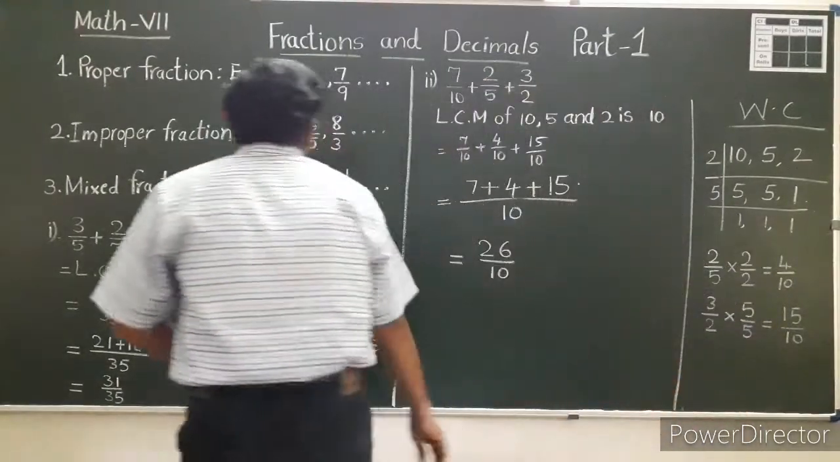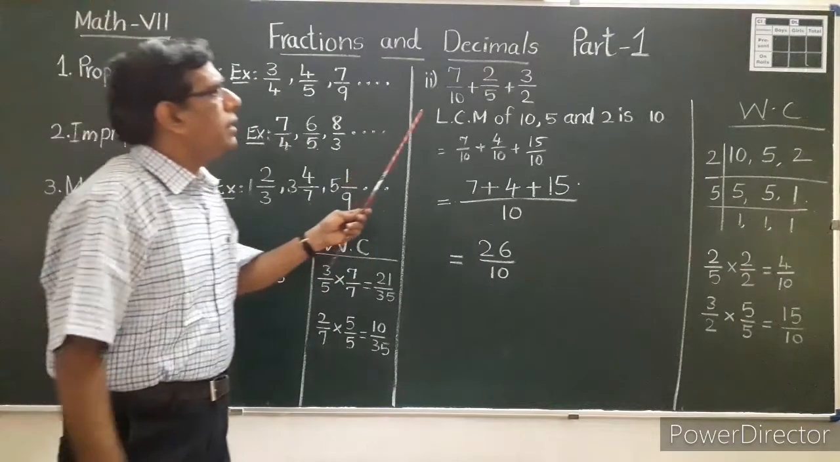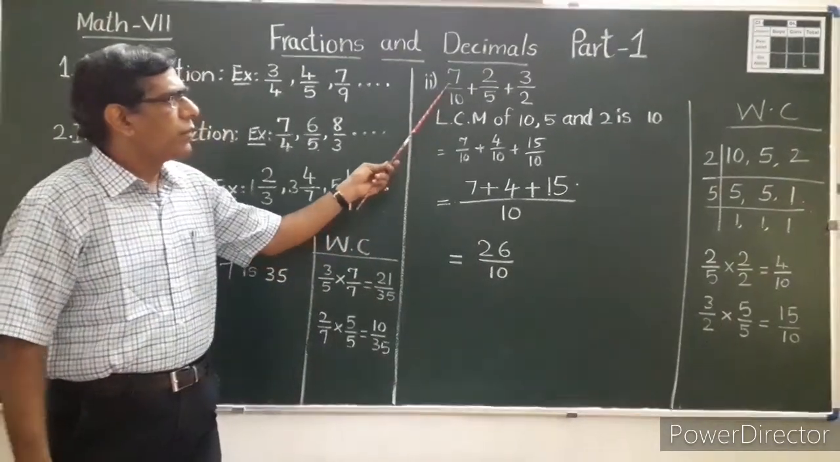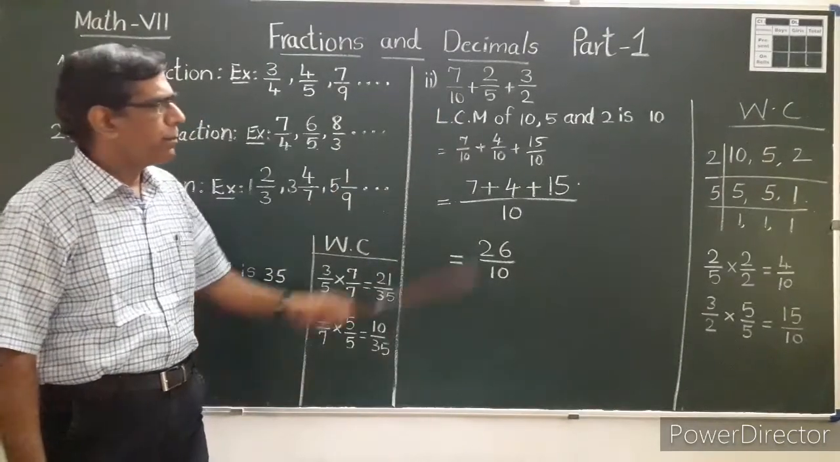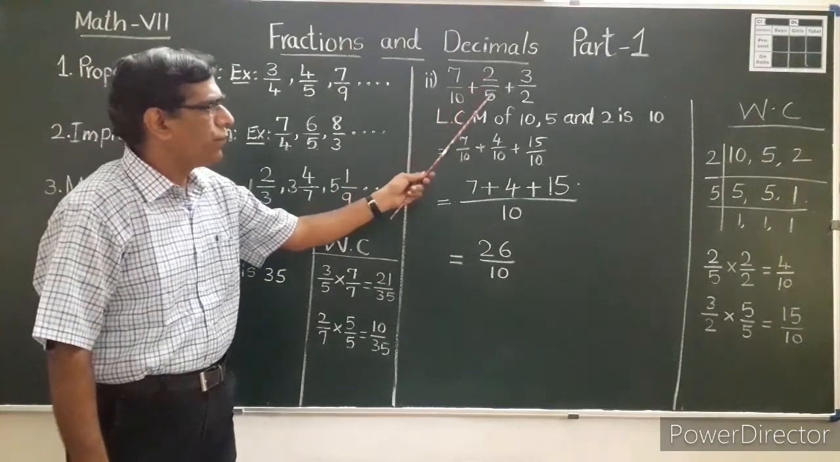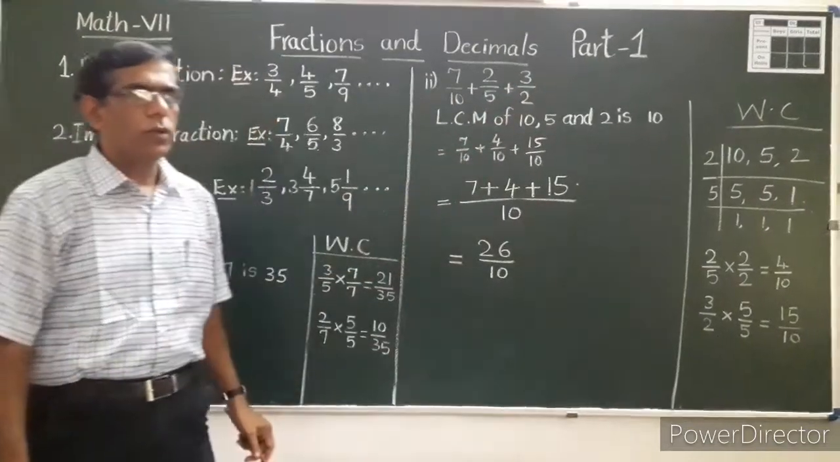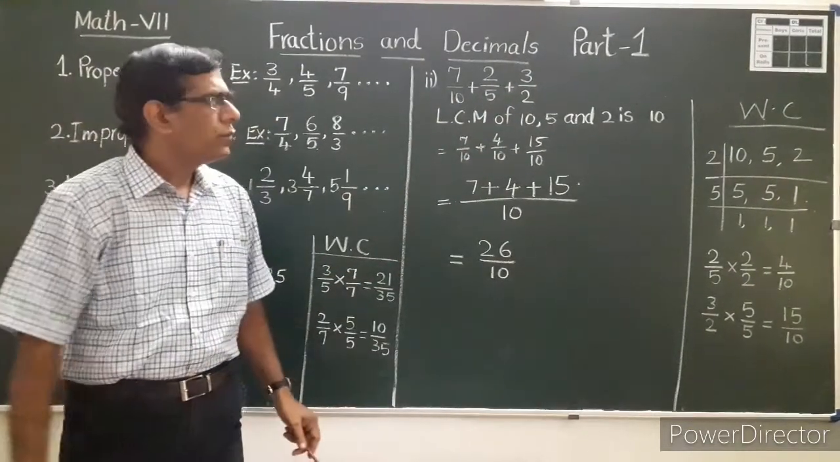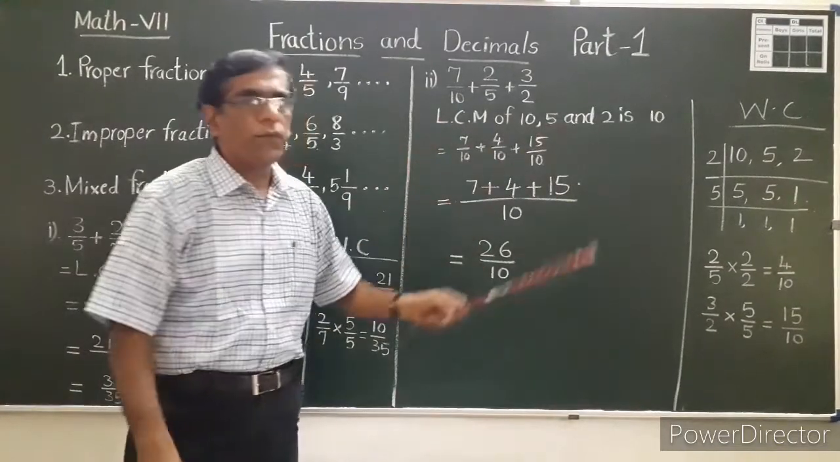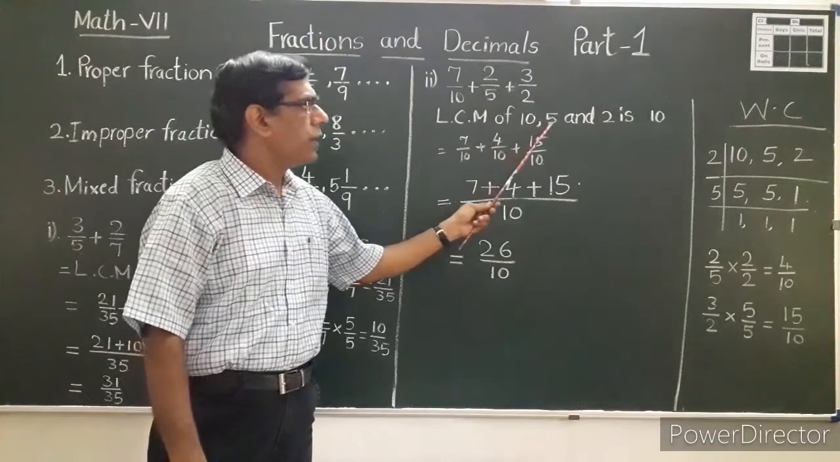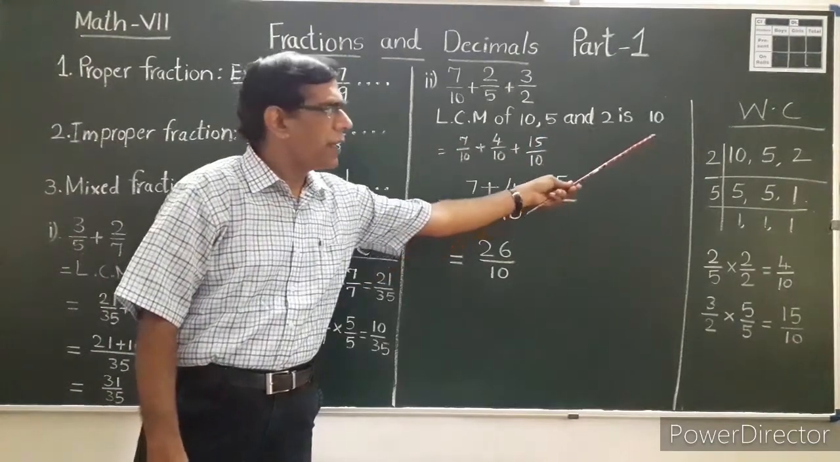Now we see one more example: 7 by 10 plus 2 by 5 plus 3 by 2. In the first step, we find the LCM of the denominators. The LCM of 10, 5 and 2 is 10.